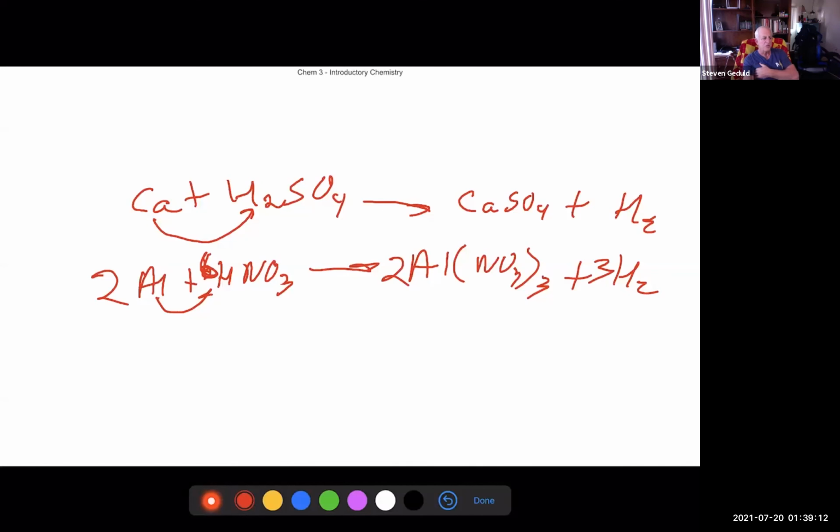Okay, so those are single replacement reactions, metal and acid. It shows how metals react with acids. Acids can also react with water. That causes one of the big problems in our environment, acid rain.